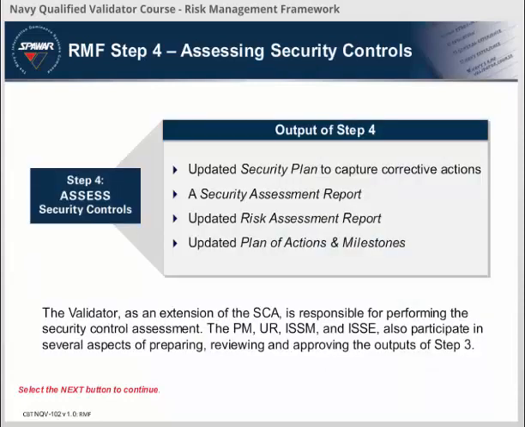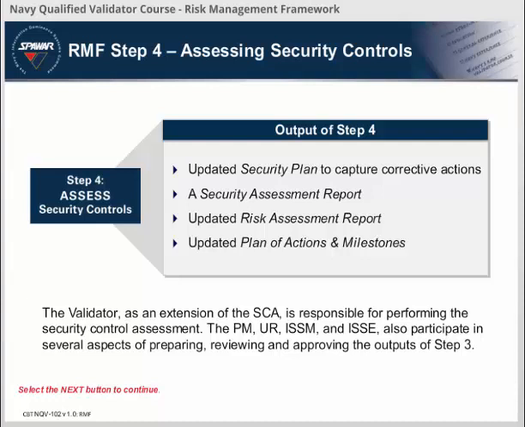In Step 4, the validator performs the official security assessment. The validator develops the SAR based on the initial findings and provides that to the PM and ISSE, who then remediate and mitigate any discovered vulnerabilities and document the residual risk on the RAR. The validator updates the SAR based on the updated RAR. The PM and ISSM update the POM based on the assessed open vulnerabilities in the SAR. The outputs associated with the step include updated security plan to capture corrective actions, security assessment report, updated risk assessment report, and updated plan of actions and milestones.